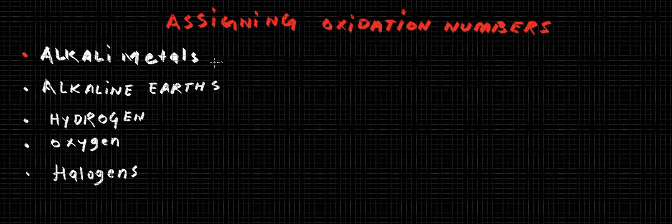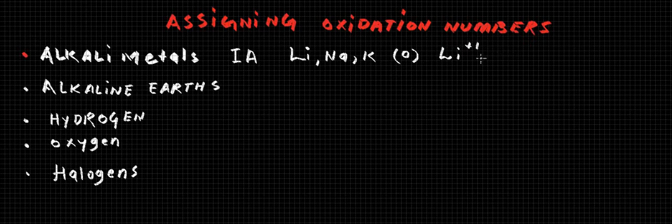Alkali metals, say the first A group of the periodic table, which has lithium, sodium, potassium, etc. The oxidation number in their atomic state, when they are in the form of atoms, will be 0, and when they are in the form of their ions or in their compounds, in all of their compounds, their oxidation number is +1.